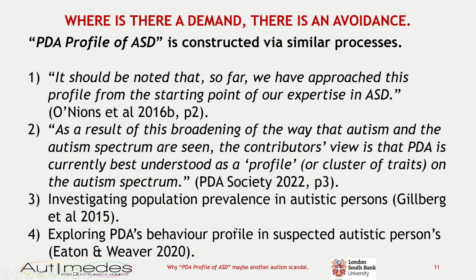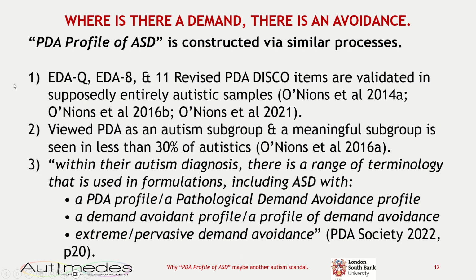And this is reflected in research investigating population prevalence in autistic persons, exploring PDA's profile in suspected autistic persons, that's the hundred and odd cases of PDA plus autism mentioned earlier, to at least initially validating PDA screening tools and semi-structured interviews. That's the Extreme Demand Avoidance Questionnaire 8, which is a revised one, and the 11 revised PDA DISCO items. The DISCO is the semi-structured interview for assessing and diagnosing autism produced by the National Autistic Society.